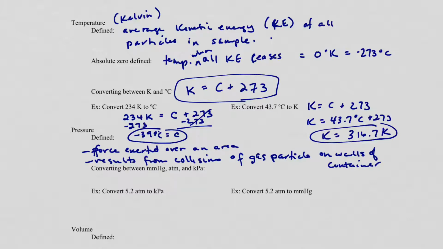So we can measure pressure in a couple different units. We have to know that standard pressure is 760 millimeters of mercury. That is equivalent to 1 atmosphere, which is equivalent to 101.3 kPa.